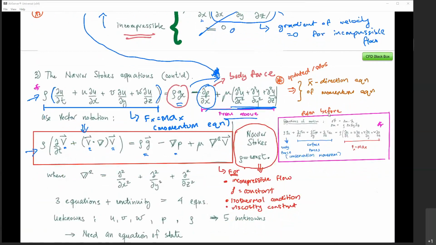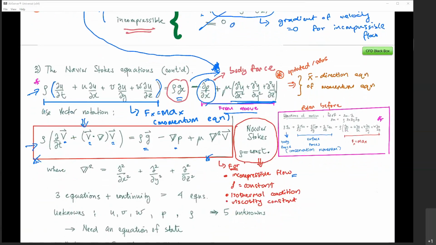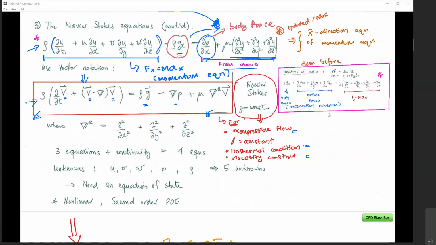The one that we have over here, this is the Navier-Stokes equations, or a form of the Navier-Stokes equations that we are quite familiar with, based on the assumptions that the flow is incompressible, it is isothermal, no change in temperature, and the viscosity is constant. Just remember, the vector operator squared basically means this term here, right?